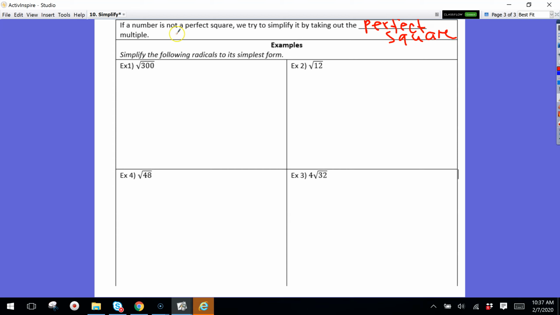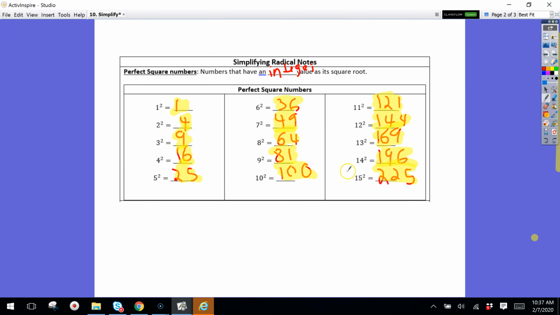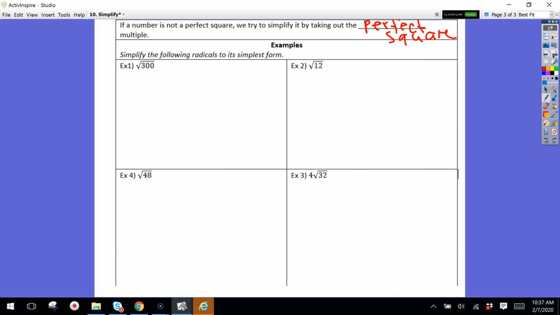Okay, so for example, the square root of 300. Again, 300 is not a perfect square, but I'm thinking to myself, what number from this list multiplies to give me 300? And the biggest number that multiplies is 100. So what we're going to do is split this up into the square root of 3 times the square root of 100. So 3 times 100 does give me 300.